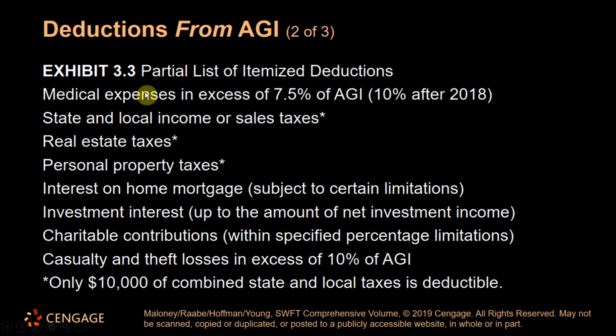So here's a partial list of itemized deductions, or what we call deductions from AGI. I'll let you review this in the text as well as in the full PowerPoint. There was a change, by the way, in charitable contributions: 50% overall except 60% for cash contributions to public charitable organizations. And then another big change, of course, was that only $10,000 of combined state and local taxes is generally deductible, with some exceptions.